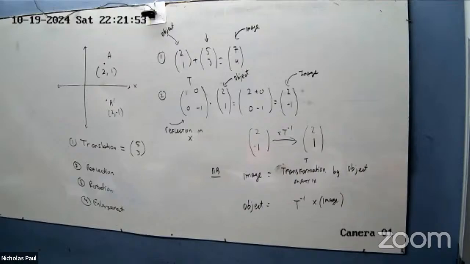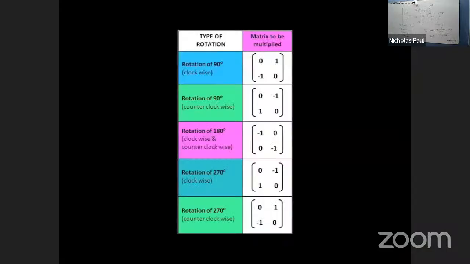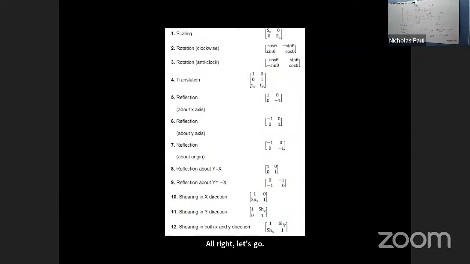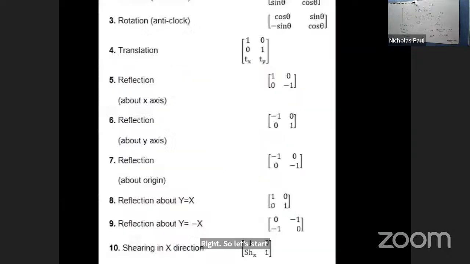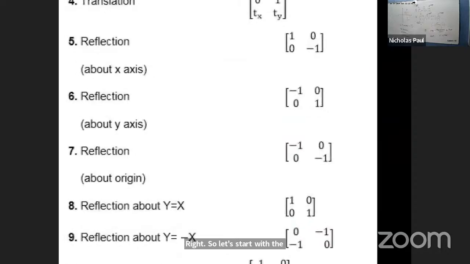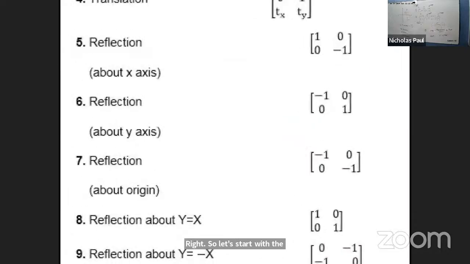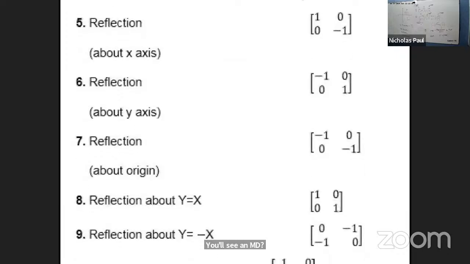All right, let's go. So let's start with the reflection matrices. You'll see them there. We can't escape, we have to learn them all. You can figure them out because all of them are either ones and zeros. You just have to figure out where the sign goes. You can kind of figure them out after a while. We had to use them for a while.